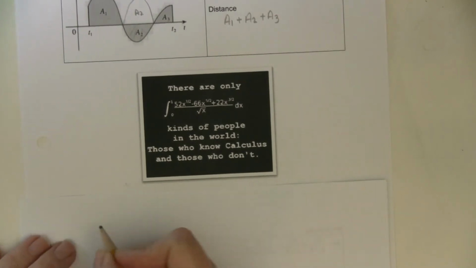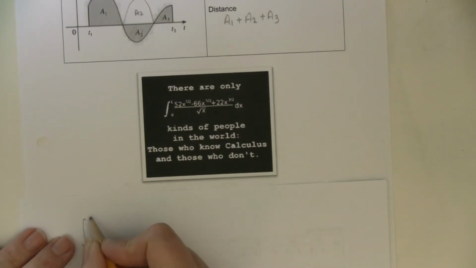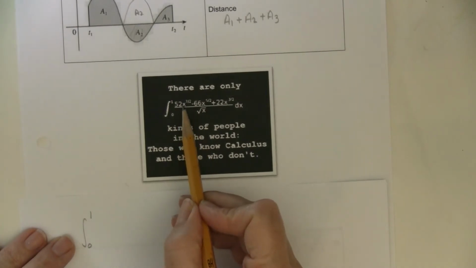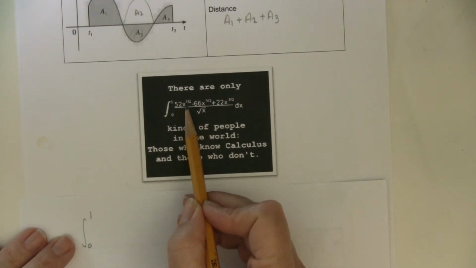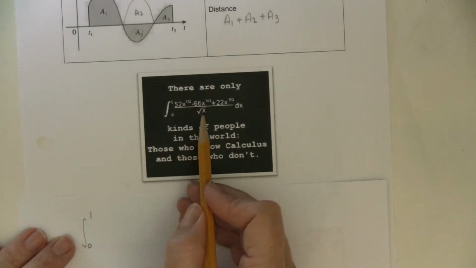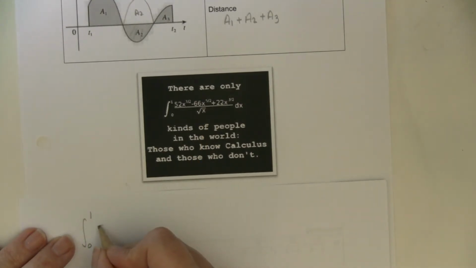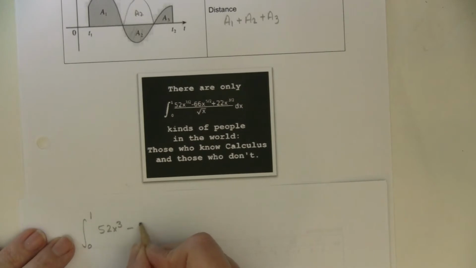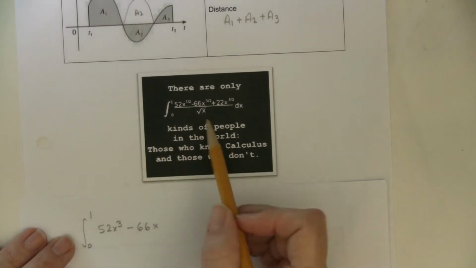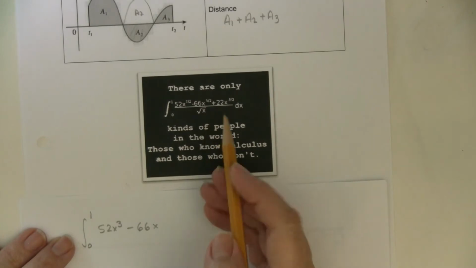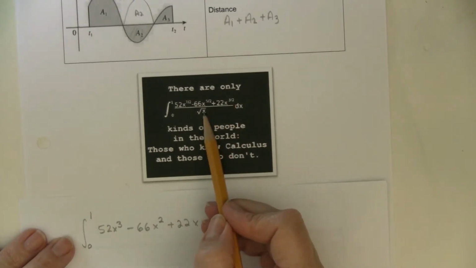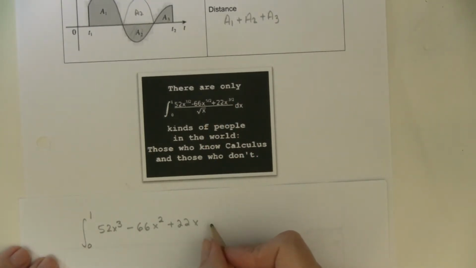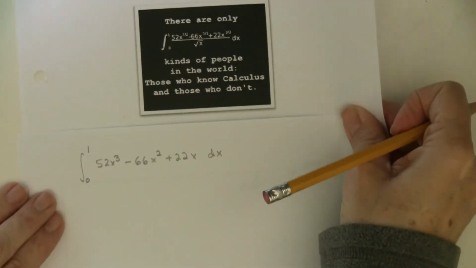But if I just continued on and ignored that for a second, because this reduces: 52x to the 7 halves divided by x to the half would be 52x to the third, right? Because that's 3.5 minus half. So this is 52x to the third minus 66x to the 2.5 minus half is 2, plus 22x to the 1.5 take away half is 1, dx. So ignoring that fact, after I reduce it, it's not a problem, right?